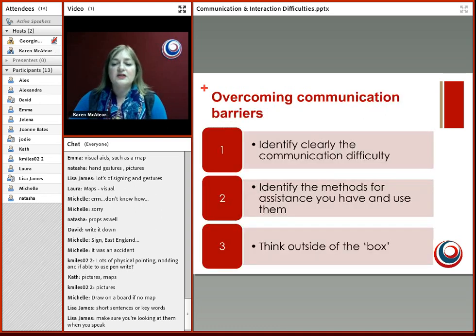So, overcoming communication barriers. Firstly, we have to identify clearly what the communication difficulty is. I know that sounds very obvious, but where do you start? That's the thing. When this child is presented to you, maybe at the start of the year, you're given a new child, you don't know anything about that child, that young person. You've got to go and do your research. You've got to know what his specific difficulties are.